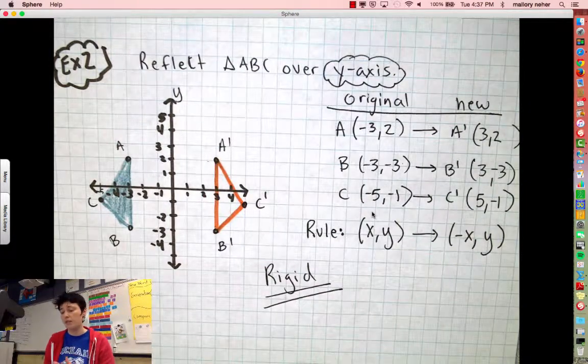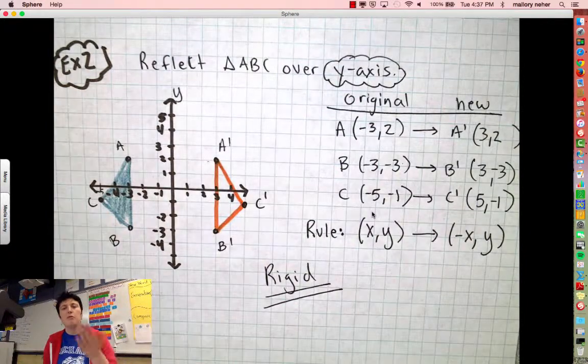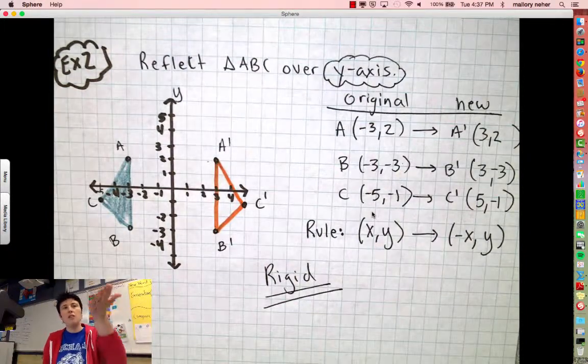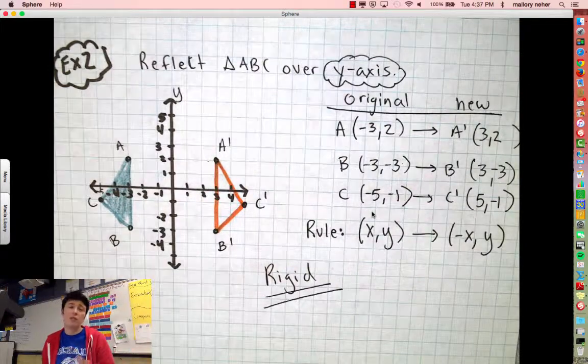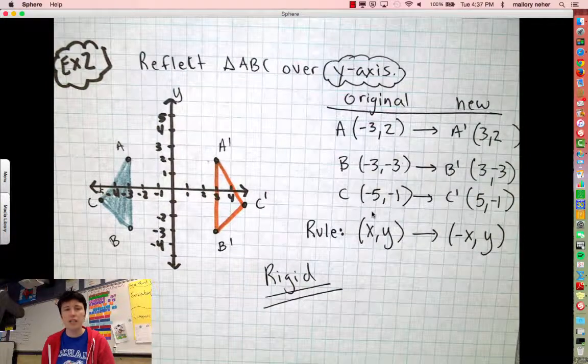I reflected it over. So in class, sometimes we always go like this when we say the word reflect because it helps us remember that it's like picking it up, folding it over, either the x or the y-axis. Okay, so that was a quick review of how to do a reflection.